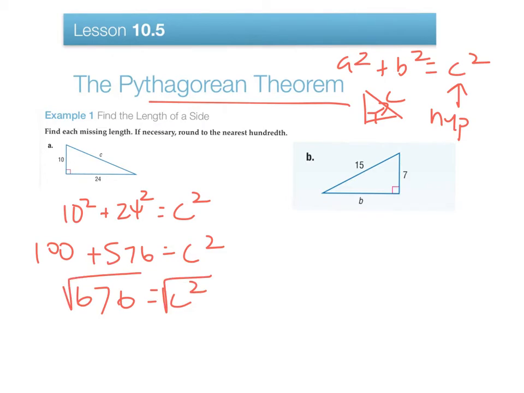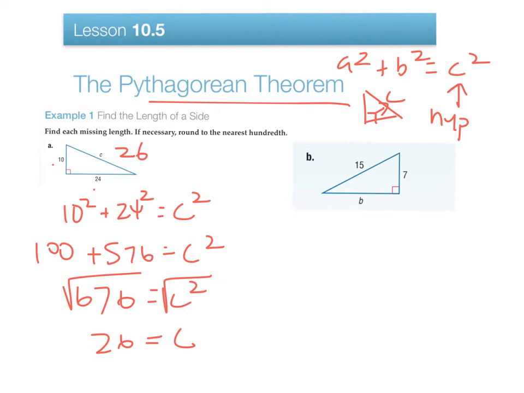When I take the square root of 676, I get 26. So c equals 26, which makes sense if you look up here, because c has to be the longest side. We have 24 and we have 10. C is the longest side.